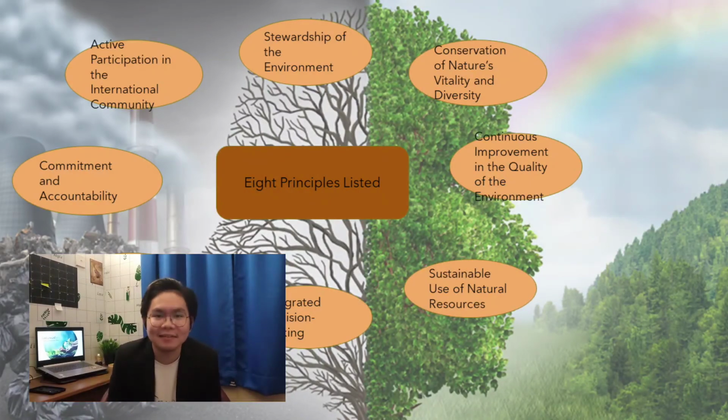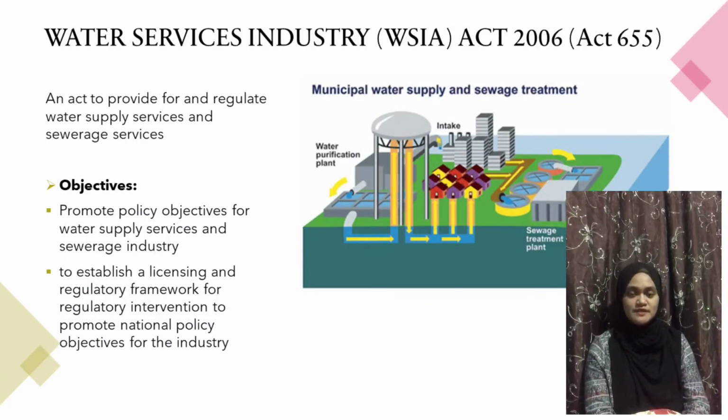One of the government policies that promotes sustainable management of water resources is the Water Services Industry Act 2006. The aim of the water services industry is to provide for and regulate water supply services and sewerage services. There are 2 objectives. The first is to promote policy objectives for water supply services and the sewerage industry. The second objective is to establish a licensing and regulatory framework for regulatory intervention to promote national policy for the industry.